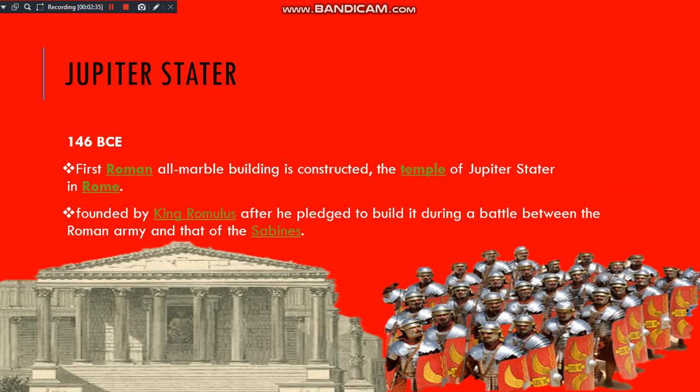Jupiter Stator. So this was built in 146 BCE, and it was the first Roman all marble building that was constructed. And keep in mind that marble back then was pretty expensive. To build with marble today is still expensive. So this is one of the most significant buildings that the Romans built at an early age, as it was made out of marble. It was founded by King Romulus after the pledge to build it during a battle between the Roman army and that of the Sabines.